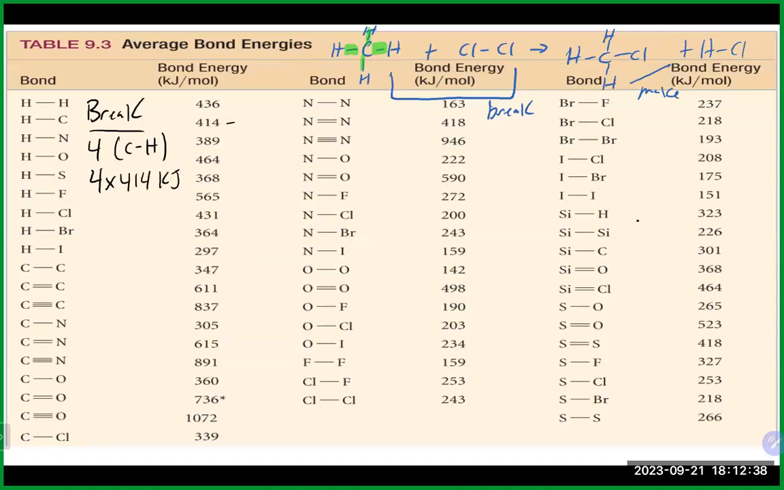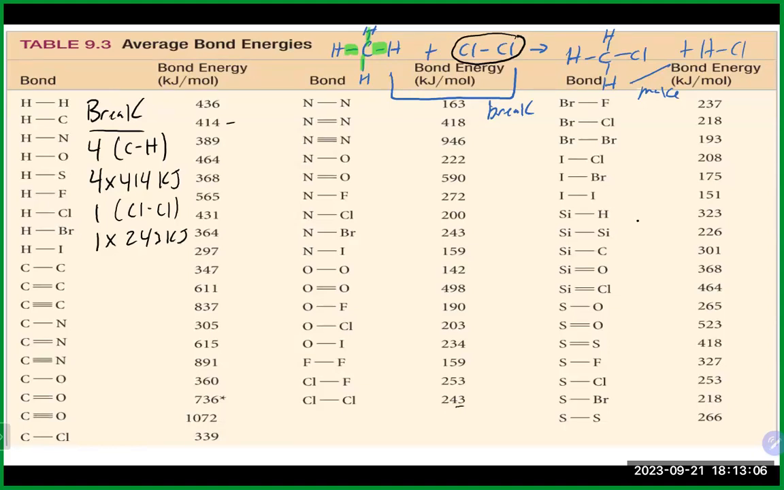We also have 1 chlorine-chlorine bond that we need to break. So we would find our chlorine-chlorine, and it looks like it's down here. So we have 1 of those chlorine-chlorine bonds, which is 1 times 243 kilojoules. So when I break a bond, is that an endothermic process or exothermic process?